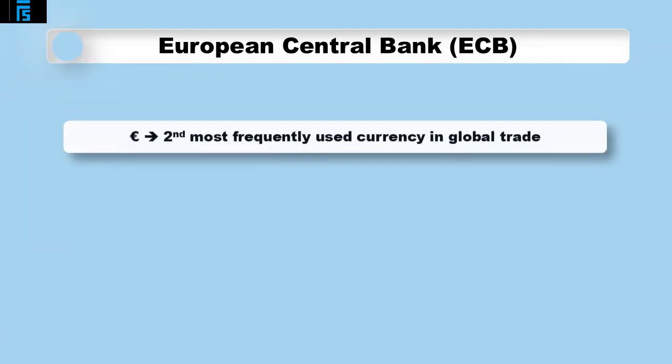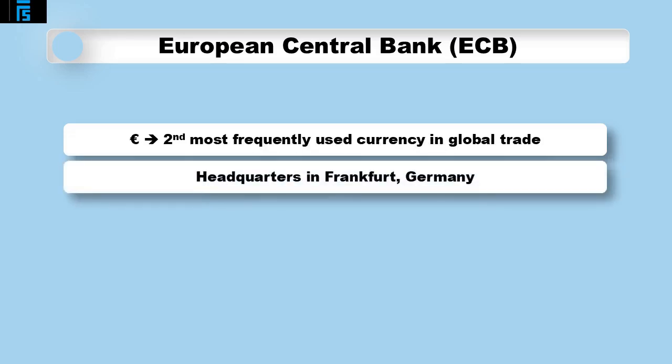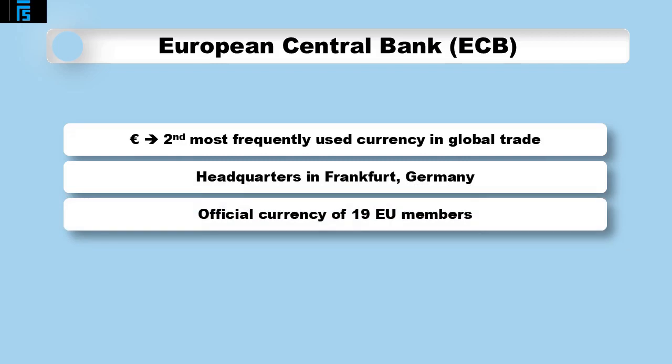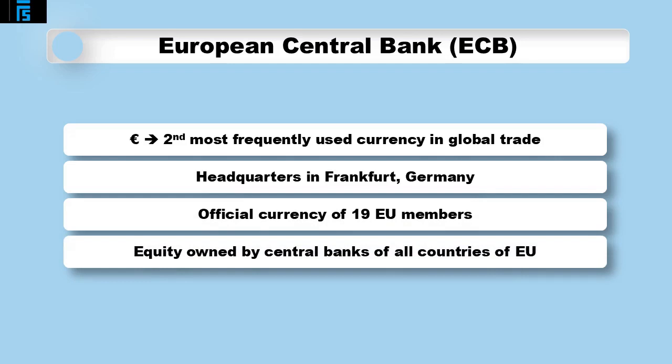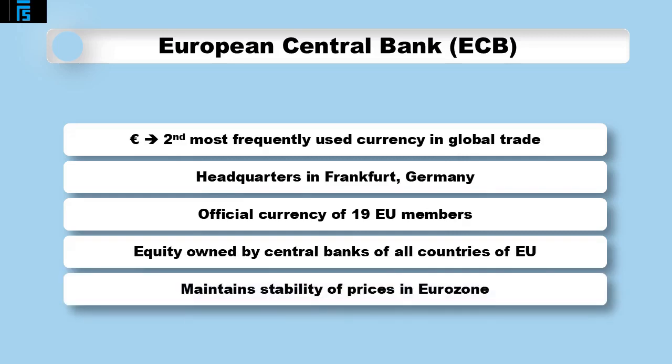The second most traded currency in the world is the euro, issued by the European Central Bank or the ECB with headquarters in Frankfurt, Germany. The euro is the currency used in the monetary union comprising 19 member states, all of whom belong to the European Union. The ECB is a supranational organization with equity owned by central banks of all 28 countries of the European Union. The primary objective of the ECB is maintaining the stability of prices in the Eurozone.